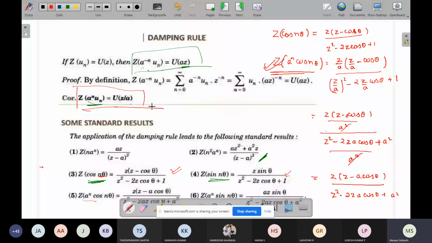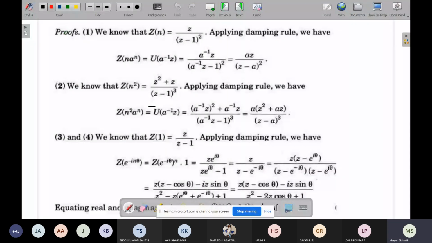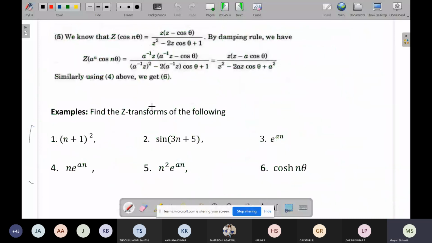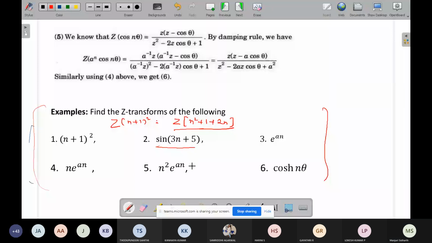So next we have this homework, these questions. You need to complete this. Okay, I'll give you a hint. You need to find the z transform of (n plus 1) whole square. That means rewrite this as a square plus b square plus 2ab, then use the formulas, right? Sin (a plus b) formula: sin a cos b plus cos a sin b, right?